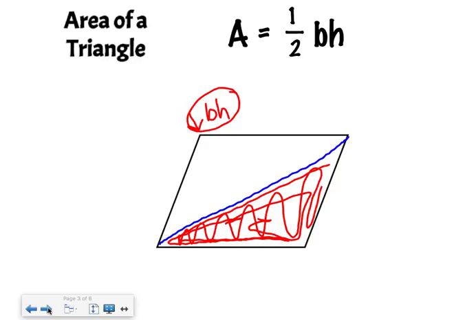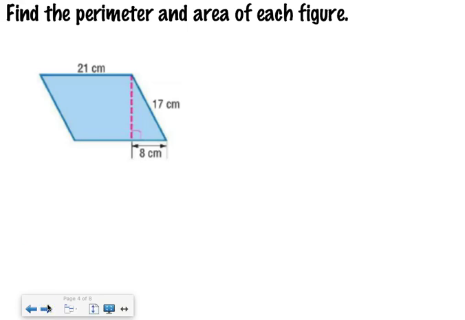Now we're just going to work out a few problems using those two formulas. All right, find the perimeter and area of each figure. So I'm looking for two different things here. Let's start with the easy one. Start with perimeter.